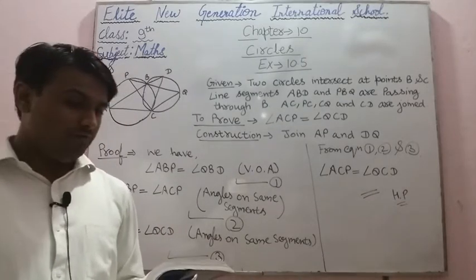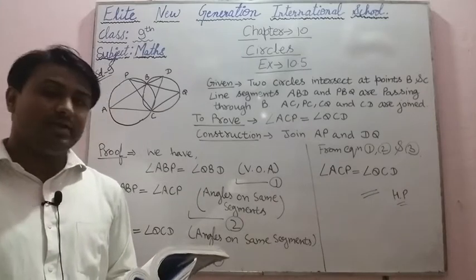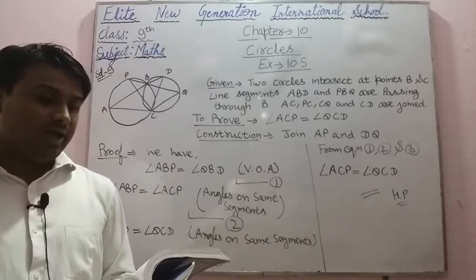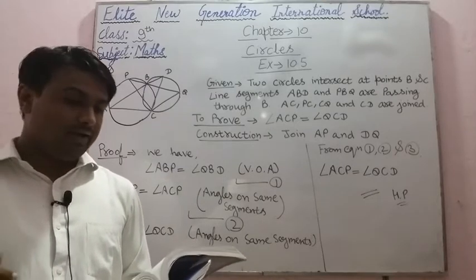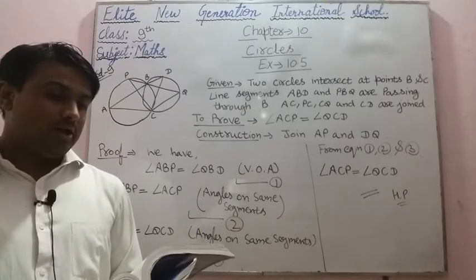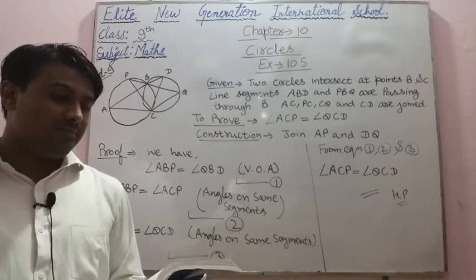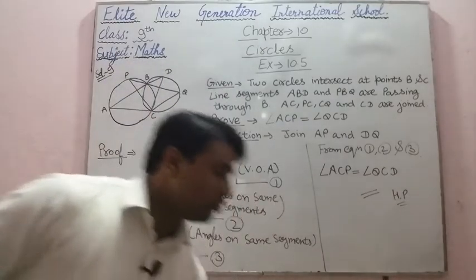In question number 9 we are given two circles that intersect at two points B and C. Through B, two line segments ABD and PBQ are drawn to intersect the circles at A, D and P and Q respectively. Here we have to prove angle ACP equals angle QCD. First of all we will draw this diagram.